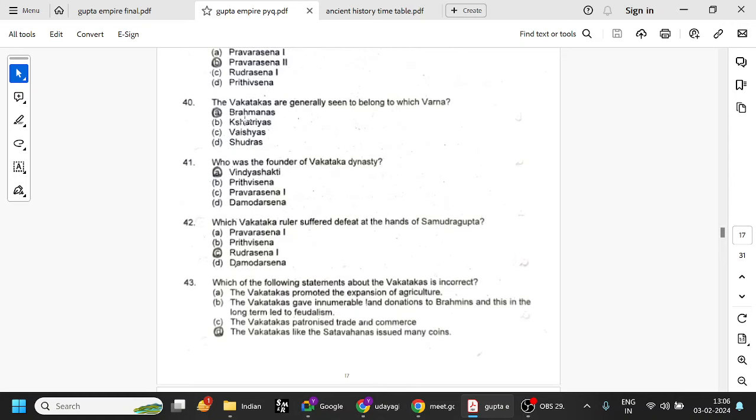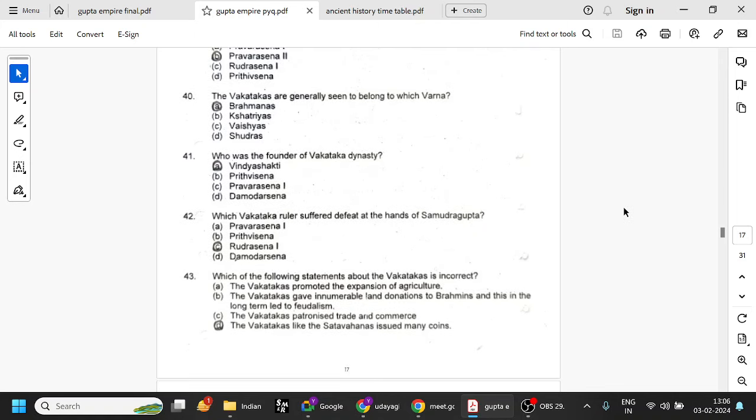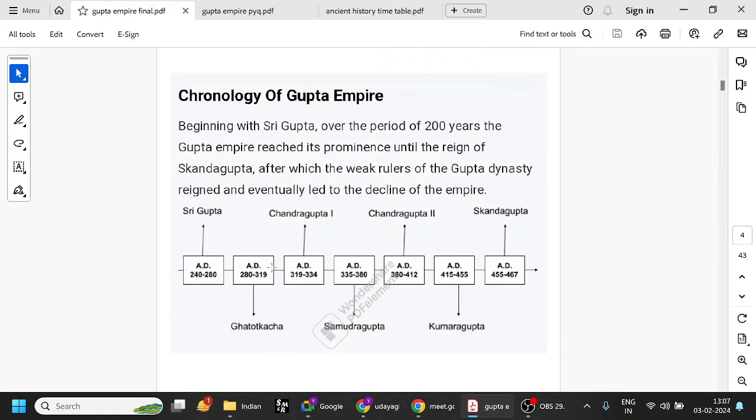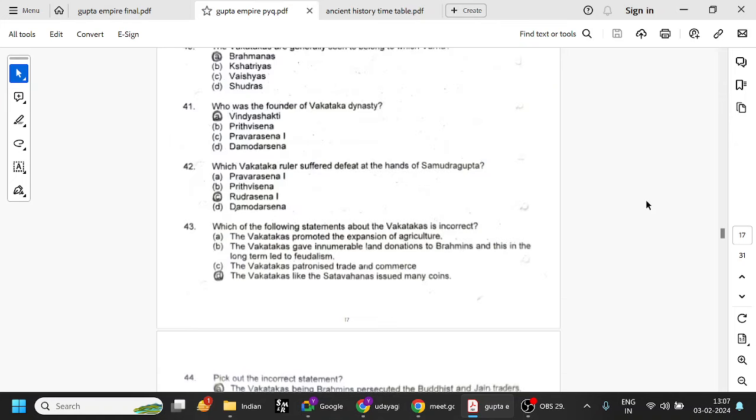The Vakatakas generally were Brahmins, okay? And Chandragupta II and all, they were Vaishyas mostly. Who was the founder of the Vakataka dynasty? Vindhyashakti. Vakataka is the dynasty in the Deccan. So, Rudrasena was the Vakataka ruler. Rudrasena married Chandragupta II's daughter, but later he was defeated by Samudragupta. Okay, is Samudragupta first? Let us see. Initially he was defeated at the hands of Samudragupta, but later he married Chandragupta II's daughter Prabhavati. Remember that, Samudragupta came first. In between both the Chandraguptas, there is Samudragupta, followed by Kumaragupta, followed by Chandragupta. Okay, so that is Rudrasena, Vakataka ruler, all that is fine.